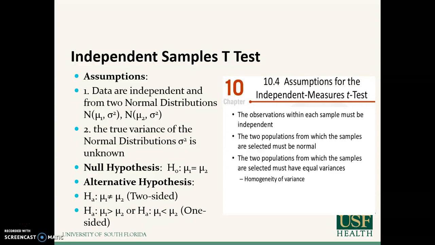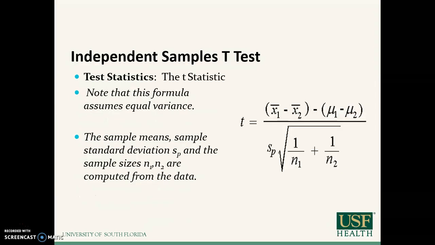Okay. So the last one would be the independent sample t-test. So this test has assumptions. One, data are independent and follow two normal distributions. And the true variance of the normal distribution sigma squared is unknown. And the null and alternative hypotheses are very much like the paired sample t-test. So you compare the two population means. And now the t-statistic for the independent sample t-test is shown on the right-hand side.